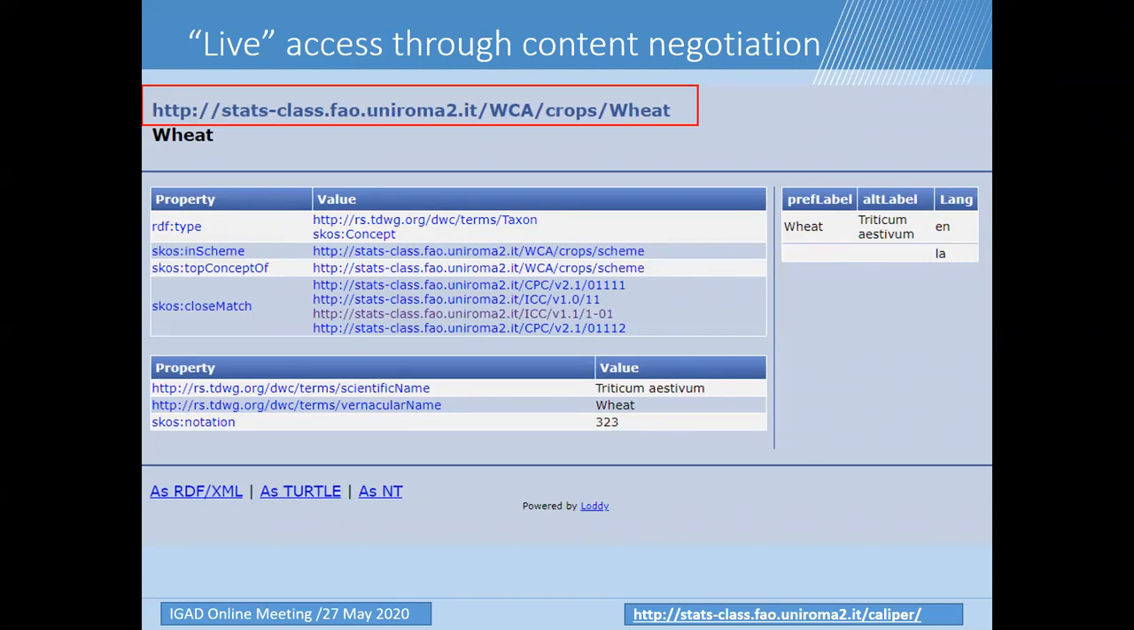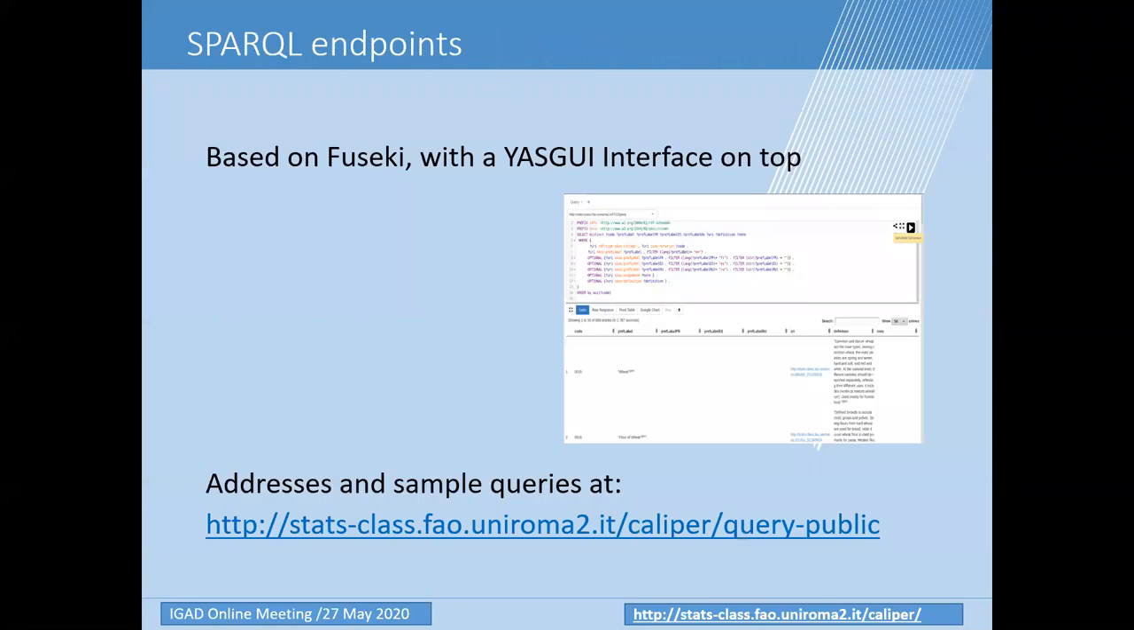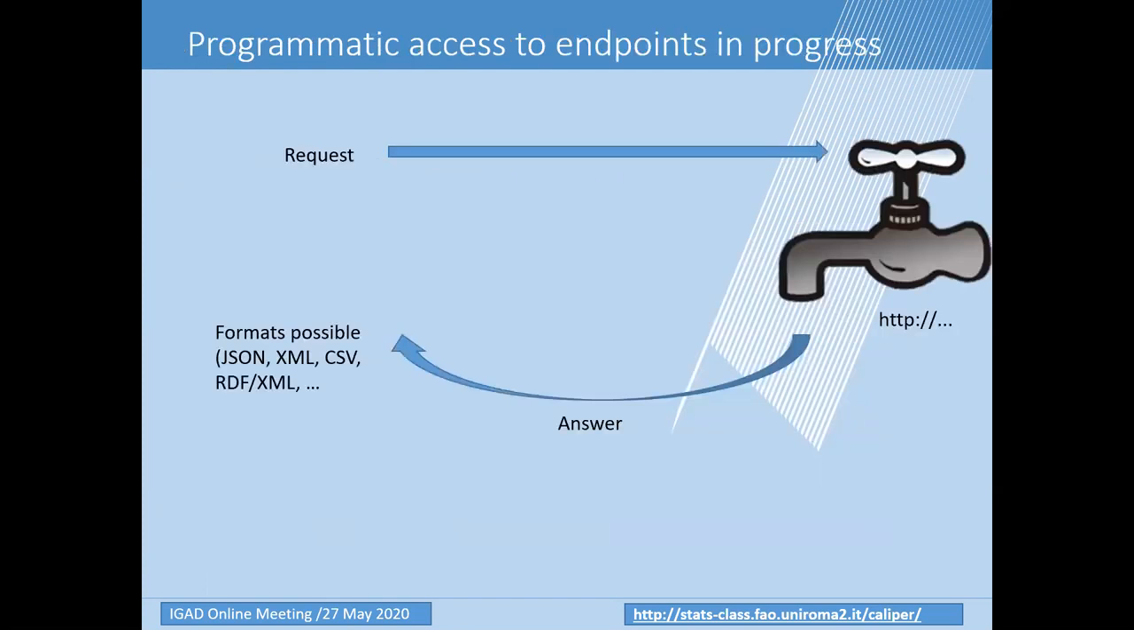This is a URL. We have endpoints, meaning interfaces on the web that you can query, and you could go and do your tests. Everything is available for you on the website. And it's also possible to build APIs, that means interfaces on top of those endpoints. And we are testing this already.